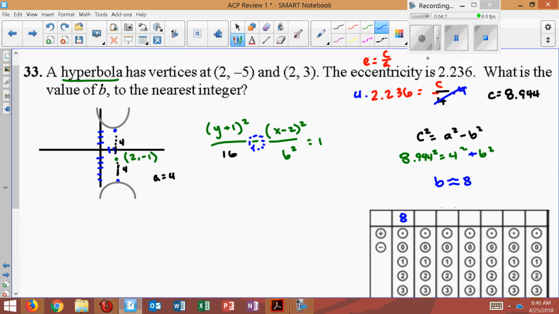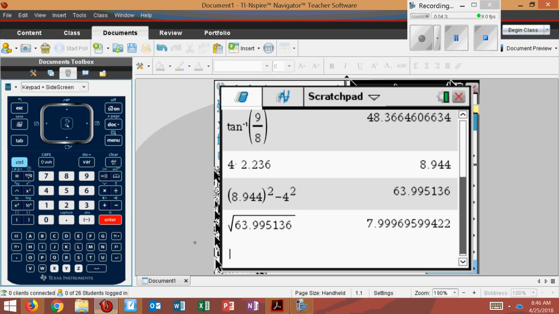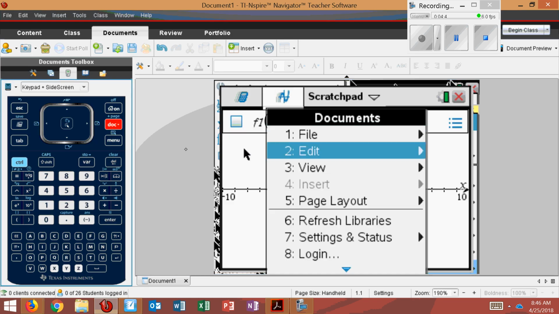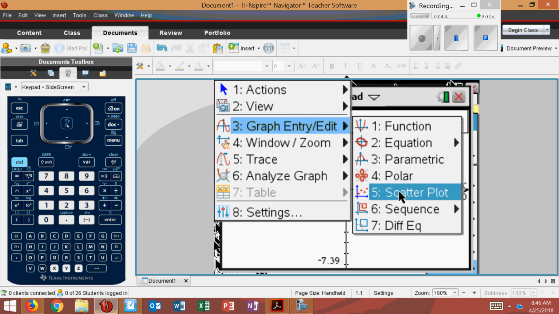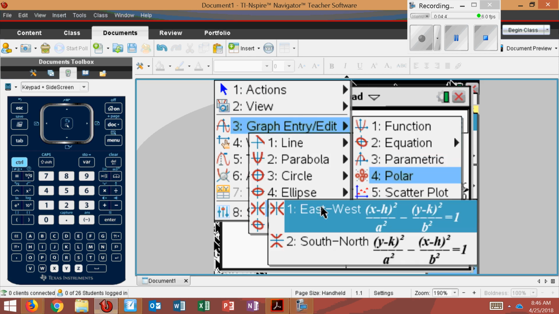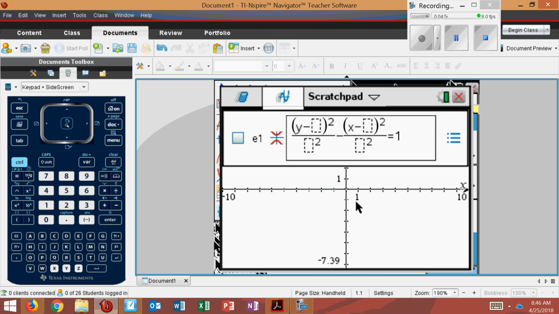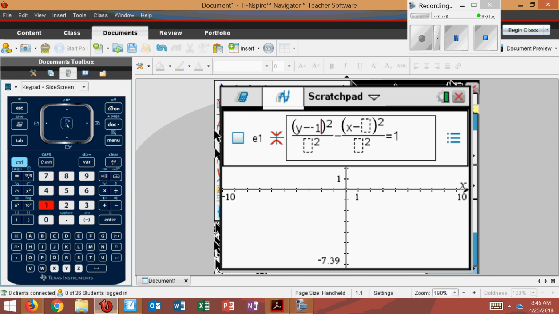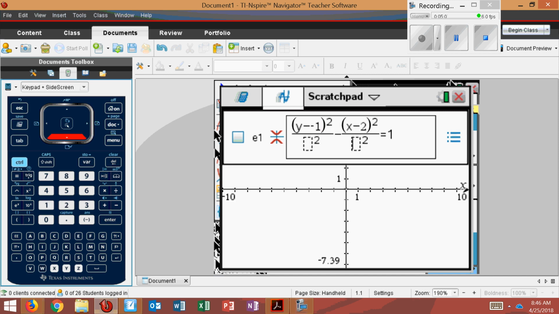The value is 8. Now we could check this by putting it in the calculator, and 8 squared is the same thing as 64. Menu, graph entry, equation, hyperbola, and we said it's a vertical one. So we first had y minus 1. No, let's look back at it. Yeah, it's y plus 1. So I need to have a negative here to make this become a plus, because it starts off as a minus, so it's y minus negative 1 there. And then it's x minus 2.